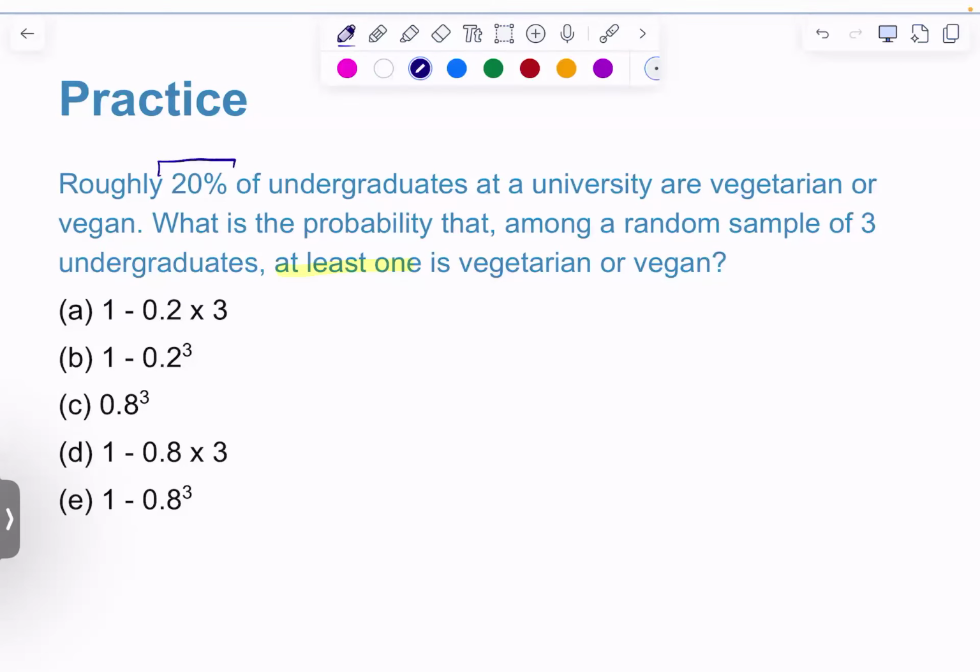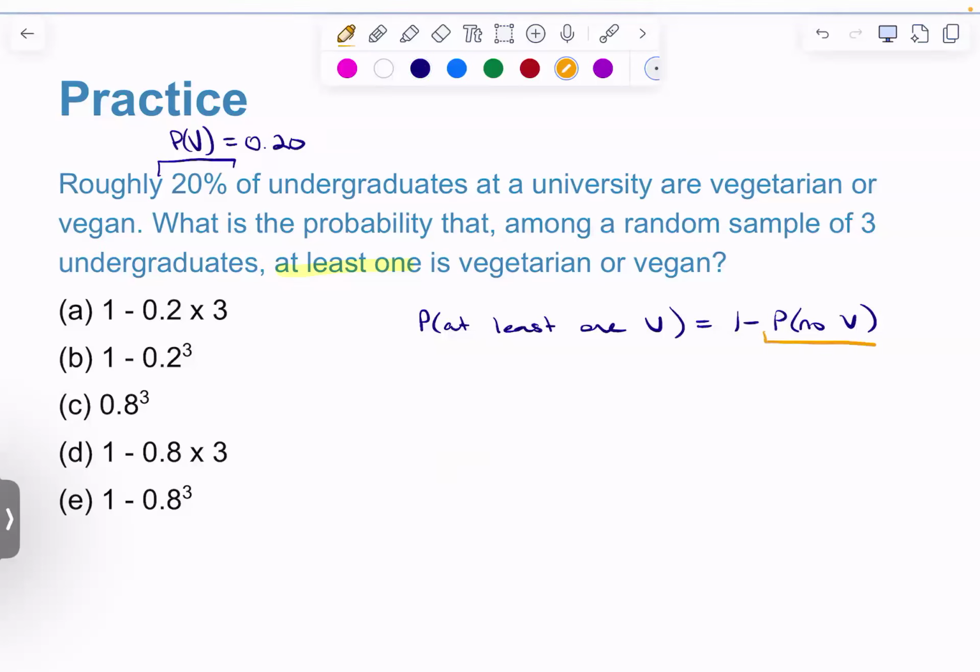We're told that the probability of being vegetarian or vegan, which conveniently I'll just denote by a V, is 0.20. The probability of at least one V is 1 minus the probability of no vegans or vegetarians. So we need to find the probability that none of them are.